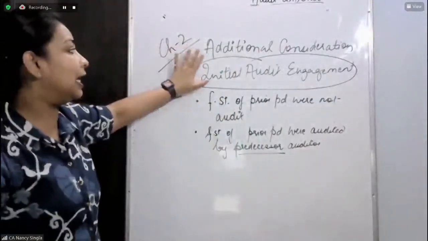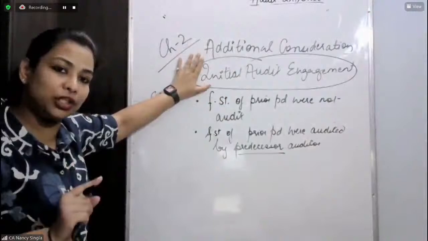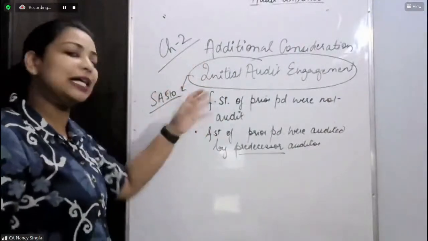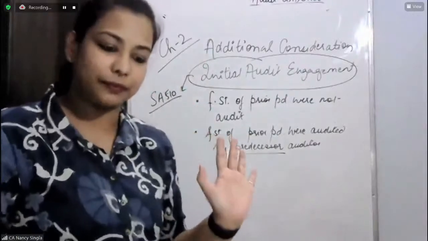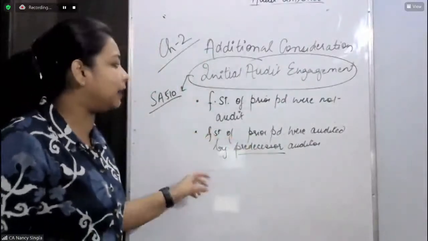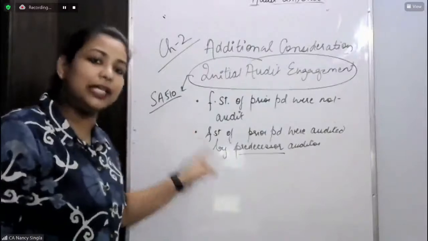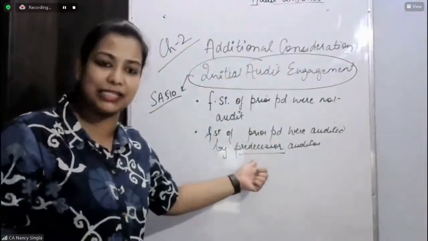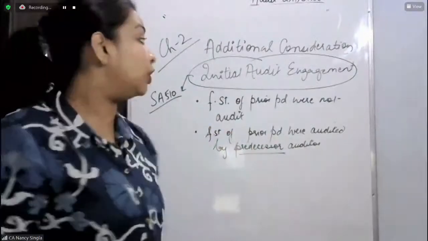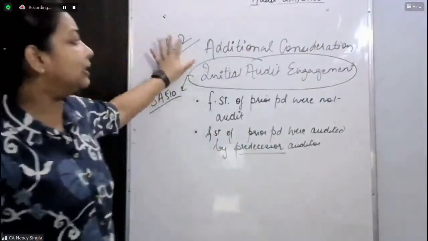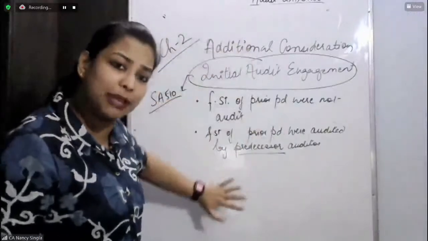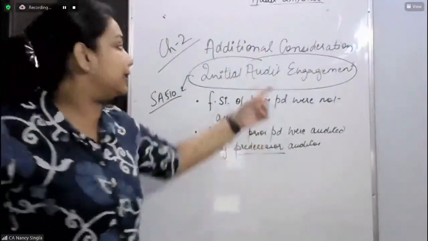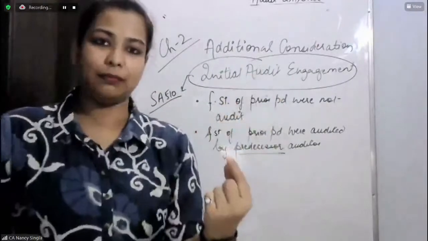It says that suppose last year you were not the auditor. So there can be two cases. Either last year the audit was not conducted, or last year the audit was conducted but you did not conduct it, that is, it was conducted by some predecessor auditor, the previous auditor. So SA 300 says that so far as planning is concerned, the purpose and objective of planning in case of initial audit engagement will be the same.